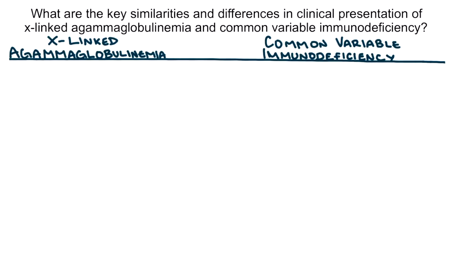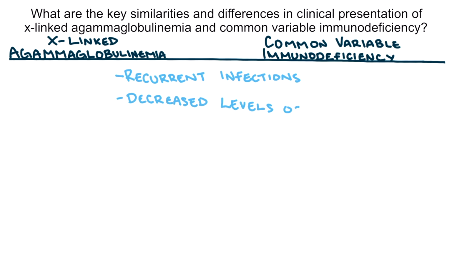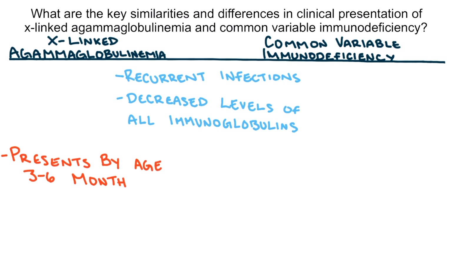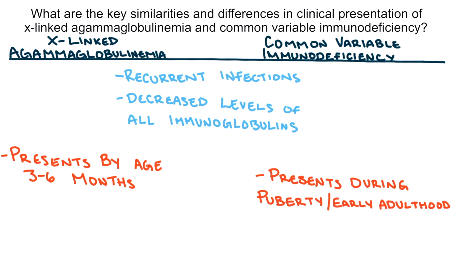What are the key similarities and differences in clinical presentation of X-linked agammaglobulinemia and common variable immunodeficiency? X-linked agammaglobulinemia and common variable immunodeficiency may be easy to confuse on exams, which is why it is important to take the time to compare and contrast them. Both conditions are characterized by recurrent infections and decreased levels of all immunoglobulins. However, X-linked agammaglobulinemia is normally present by age 3 to 6 months, whereas common variable immunodeficiency usually presents during puberty or early adulthood.